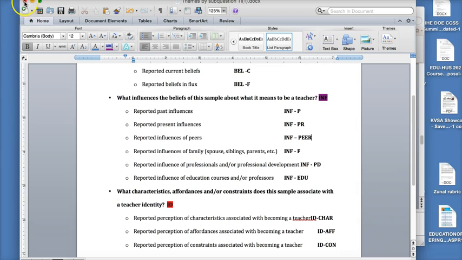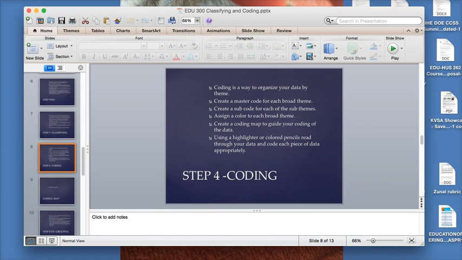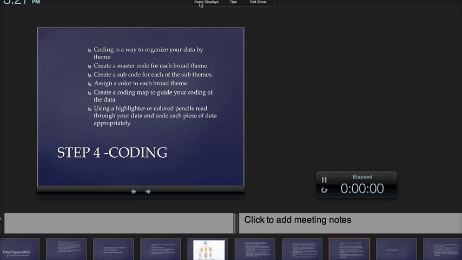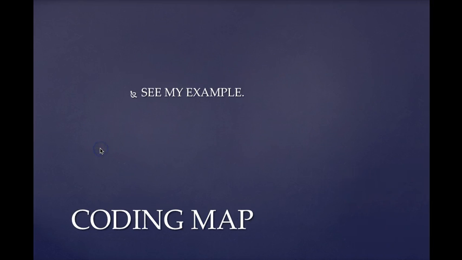All right, so I'm going to close this one out and go back to my PowerPoint and switch the displays. There we go. All right, so coding. This takes a long time, people. Depending on how much data you have, it takes a fair amount of time. There's a lot of reading, a lot of thinking, a lot of organizing, and so this is why I'm really encouraging you to get moving here. So here's the coding map, and again, see my example. These are all up on Blackboard, so you can print these out and look at them if you want to.